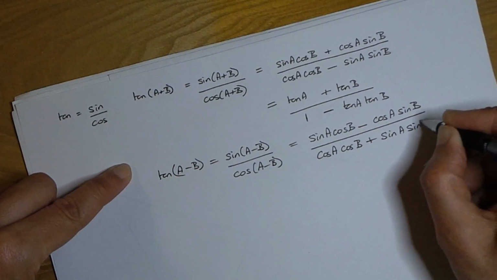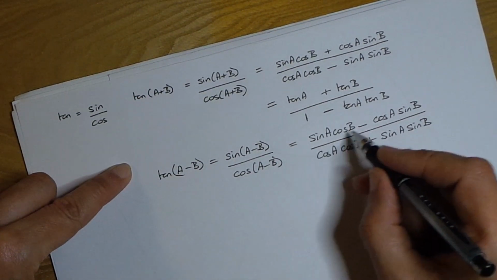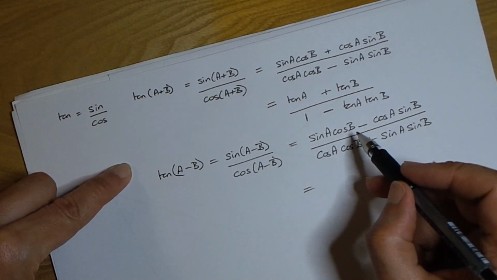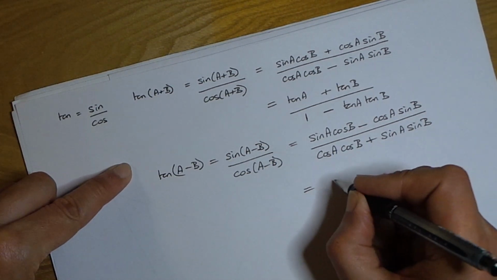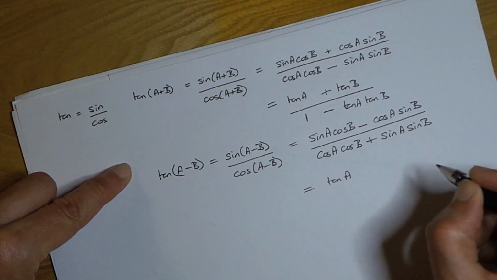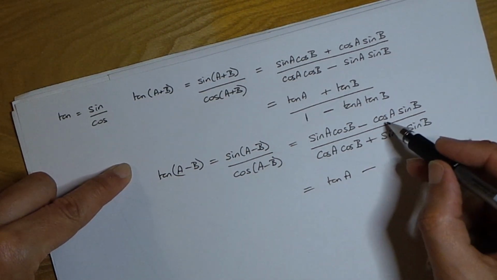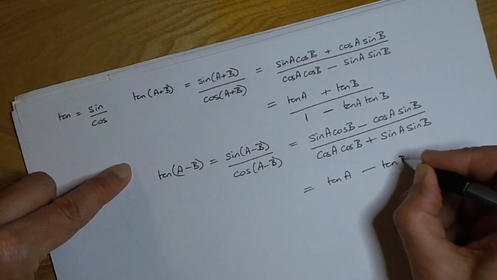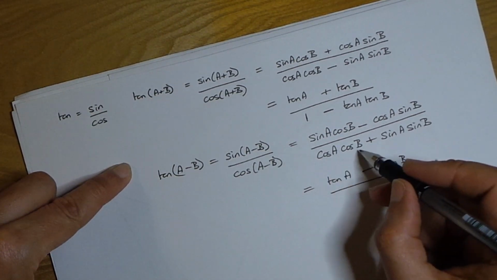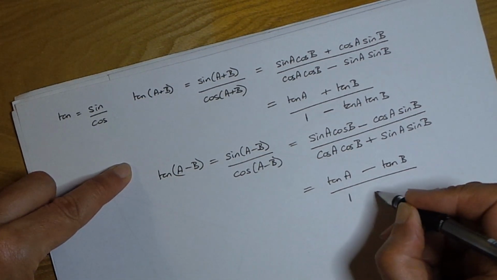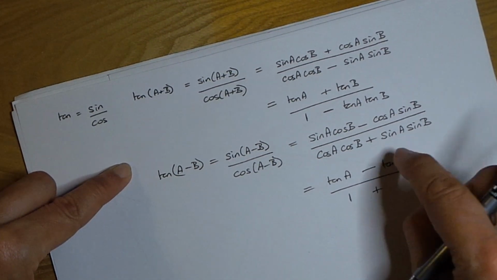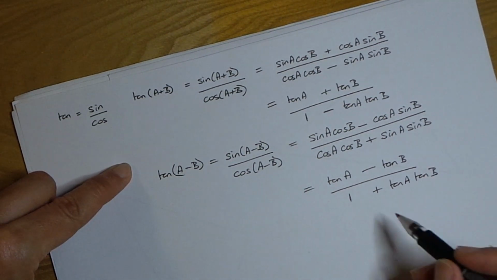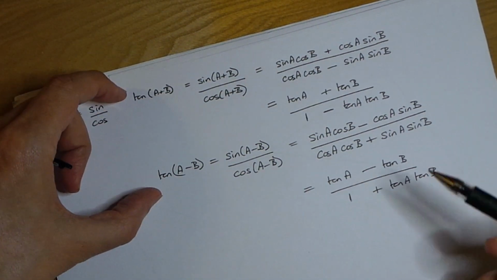And if we do the same thing that we did before and divide every term by cosAcosB, we get sinAcosB divided by cosAcosB, which is tanA, then minus cosAsinB divided by cosAcosB, which is tanB. And now the terms on the bottom, cosAcosB divided by cosAcosB is 1 plus sinAsinB divided by cosAcosB, which is tanA tanB.